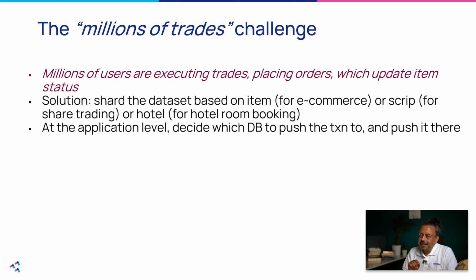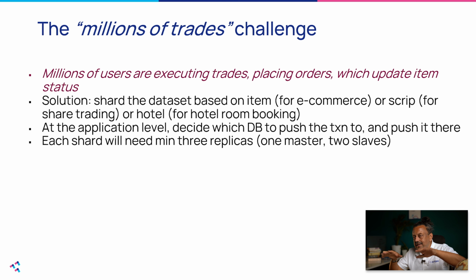And at the application level, you need to look at the buy order or the sell order and know, okay, the buy order for Tata Steel shares goes here and the buy orders for SBI shares goes there, because that's where the SBI shares are being maintained and this is where the Tata Steel shares are being tracked. So the application can split the transactions at the application level without any overhead.